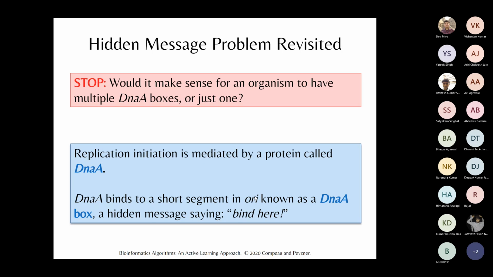And starting replication. So that's why the more DNA boxes there are, the more efficiently you will be able to attract the DNA A protein itself to bind. There could also be an evolutionary argument that if you have multiple sequences, then just by chance, if one of the sequences gets mutated, then you have the other sequences for your rescue. So these are a couple of reasons that we would be having.